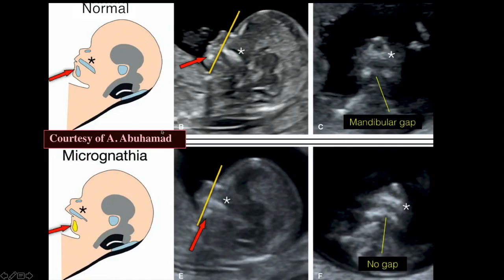Again, courtesy of Alfred, these beautiful pictures. You can draw a line here and find that the nose, lips, and chin on the other side of the line are actually quite symmetrical and look good. And if you compare that to when you draw the line on somebody with micrognathia, the chin doesn't quite make it on the other side of the line. And he also mentioned the mandibular gap, which is right here seen in normal circumstances. And when there is micrognathia, you do not have a mandibular gap.